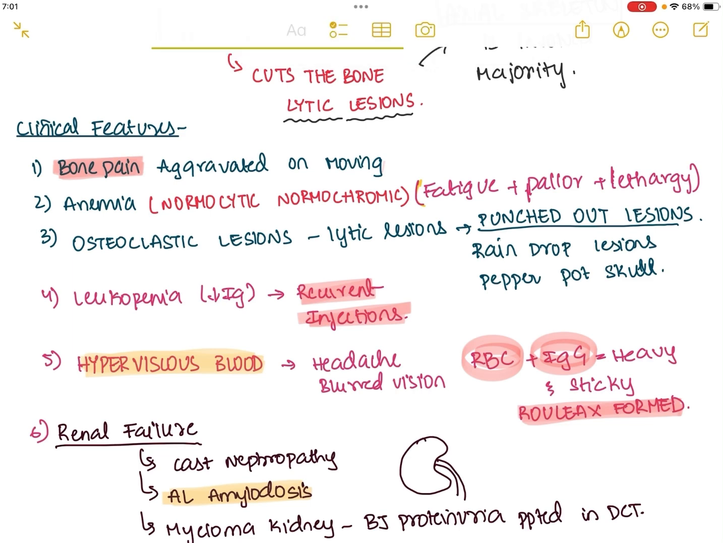So this RBC is also mixed up with the IgG. It makes the RBCs heavy and sticky, so it sticks with the other RBCs. So what happens in the Rouleaux formation? The blood doesn't move as fast as normal blood. This hyperviscous blood doesn't move as fast as normal blood, leading to oxygen deprivation, causing headache, blurred vision and many other symptoms.